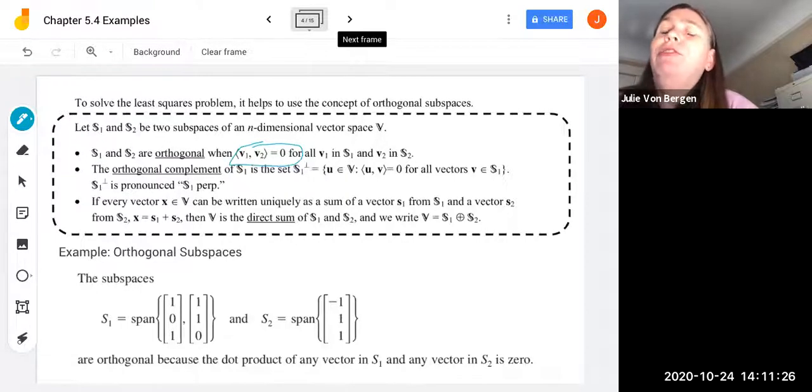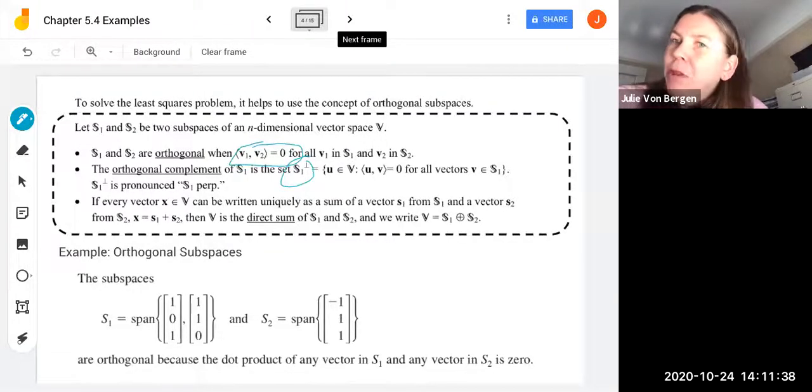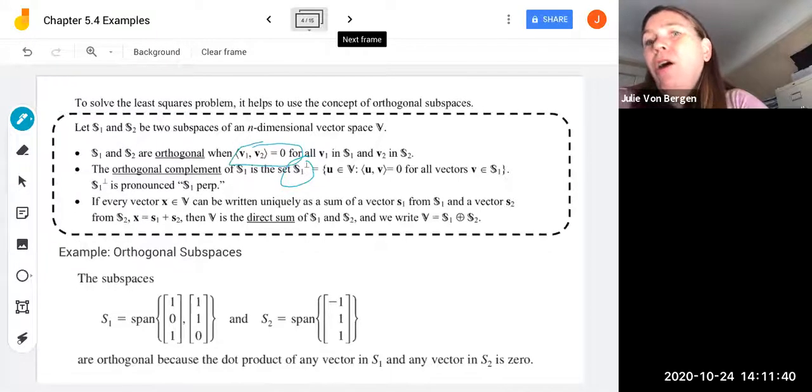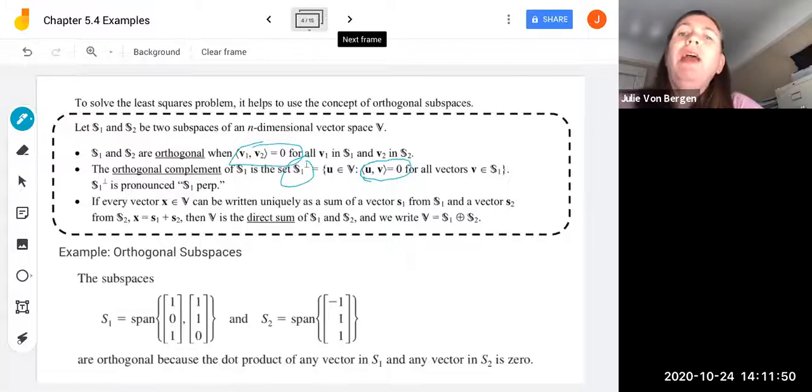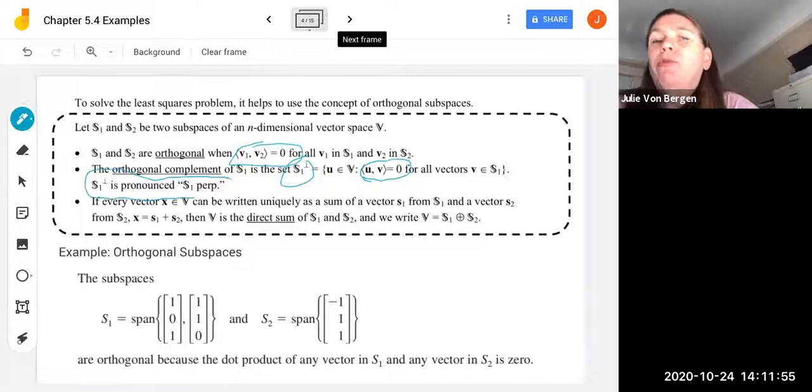Now we're going to define what's known as the orthogonal complement. The orthogonal complement of S1 is a set, S1 with this little upside down T symbol. It looks kind of like the perpendicular symbol. That's going to be equal to all the u's in V such that the inner product of u and v is 0 for all vectors v in S1. We pronounce this orthogonal complement as S1 perp because the little symbol looks like our perpendicular symbol.